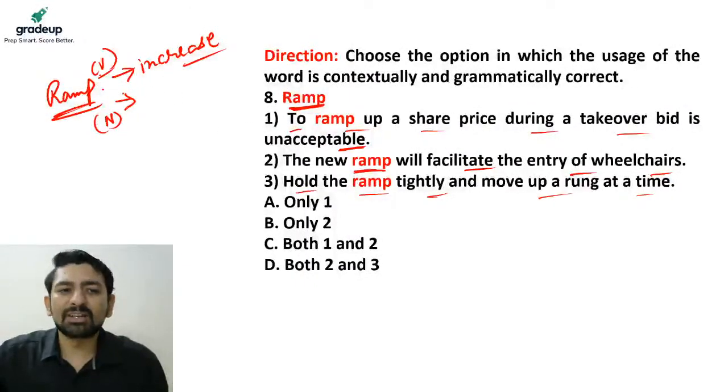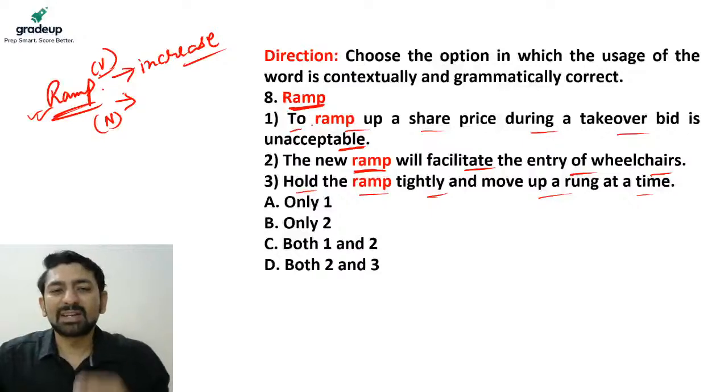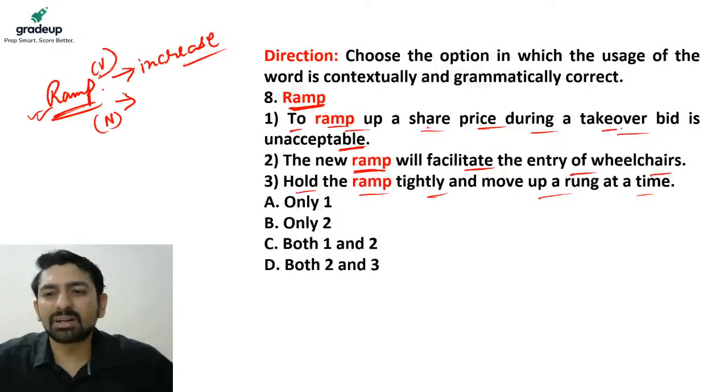So there are two meanings of ramp here. So let's read the sentences. First sentence says to ramp up a share price during a takeover bid is unacceptable. To ramp up, which means to increase, this is absolutely right. To increase a share price, absolutely correct. Second sentence says the new ramp will facilitate the entry of wheelchairs.